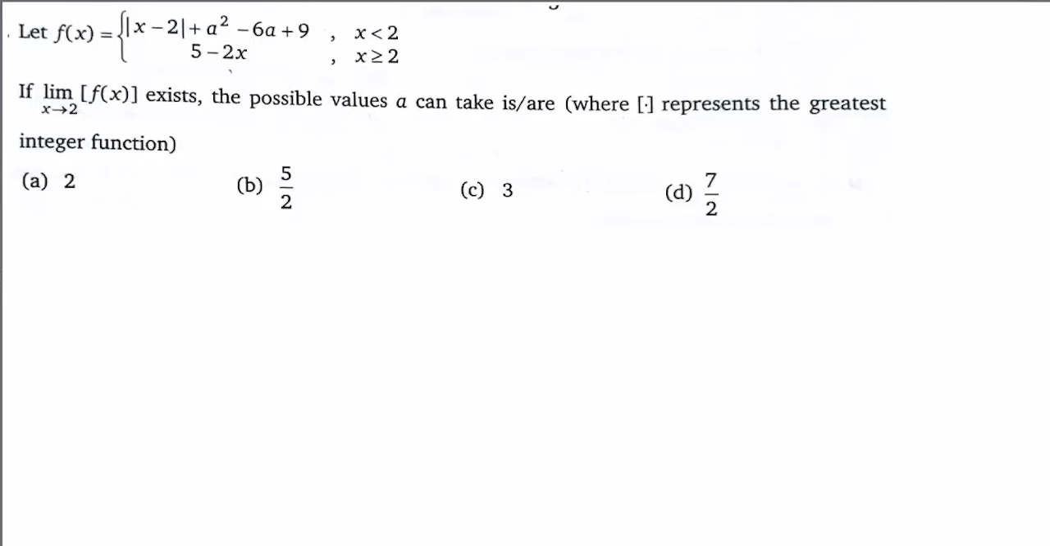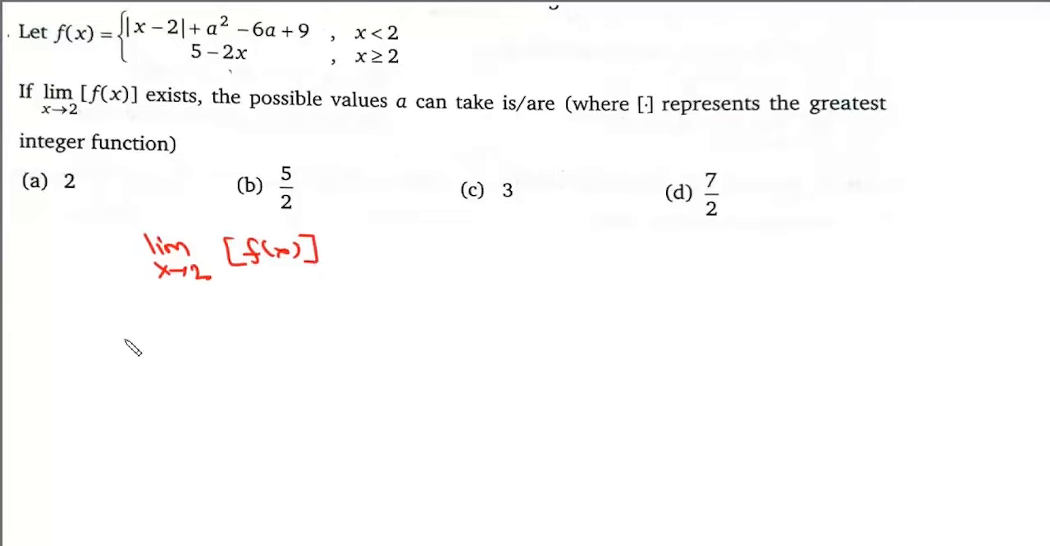Now here the question is, we are given this function f(x) which is |x − 2| + a² − 6a + 9 if x is less than 2, and it is 5 − 2x when x is greater than or equal to 2. Now it says if this limit as x tends to 2 of the greatest integer function of f(x) exists, then find the possible values of a.